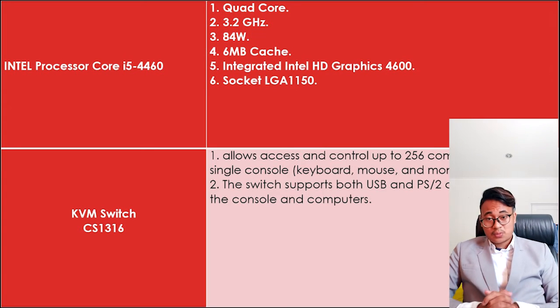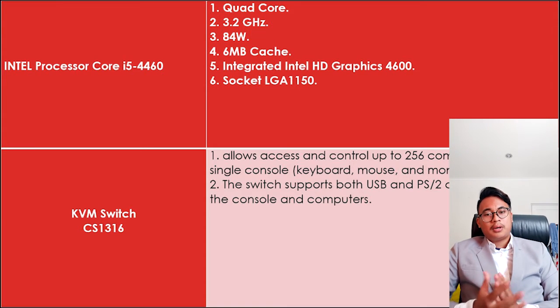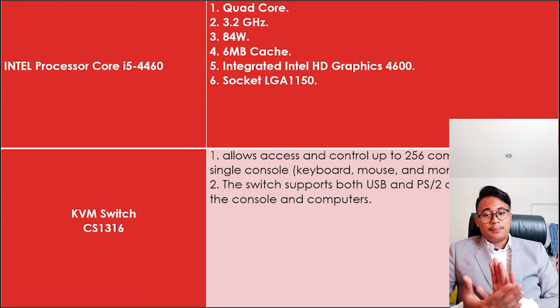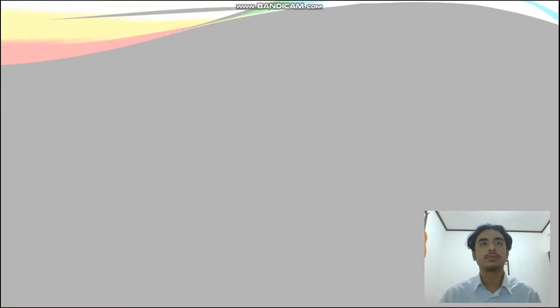Then the last one actually, there is the KVM switch. If you're wondering what the KVM switch is, for example 5 CPUs connected to just one computer, so you can control 5 CPUs from just one computer at a time. Software specification.